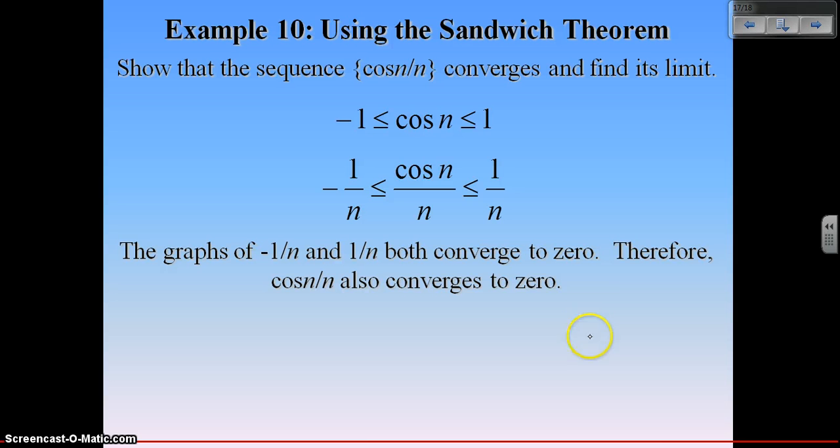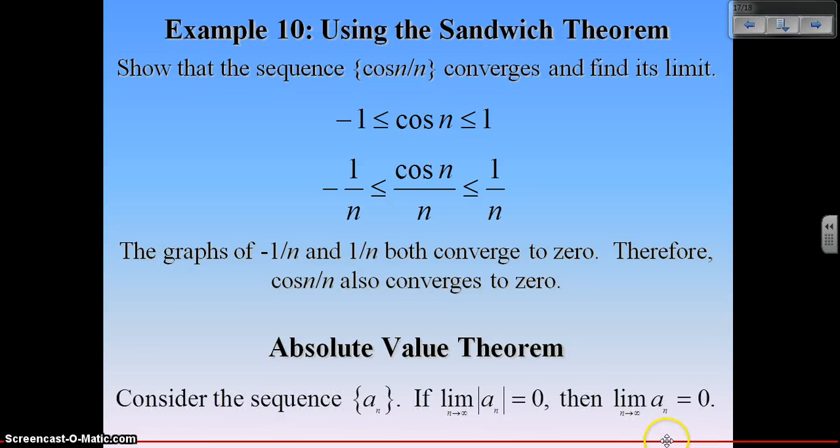There's one other quick point we want to show you. It's the absolute value theorem, and it's very simple, but it will come into play for some things we do later on. If you have a sequence a sub n, and the limit of the absolute value of that sequence as n approaches infinity is 0, then we know that the limit of the sequence itself is 0. In other words, if the limit of the absolute value goes to 0, then the sequence itself must also go to 0, because obviously absolute values don't affect 0. That will come into play a little later.